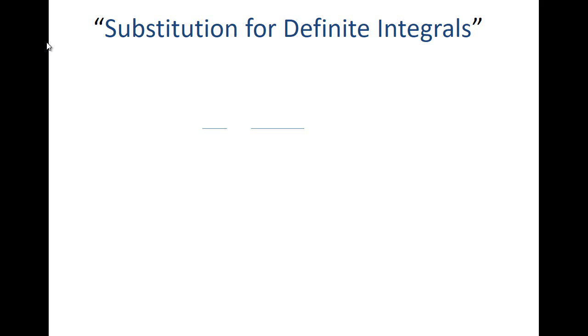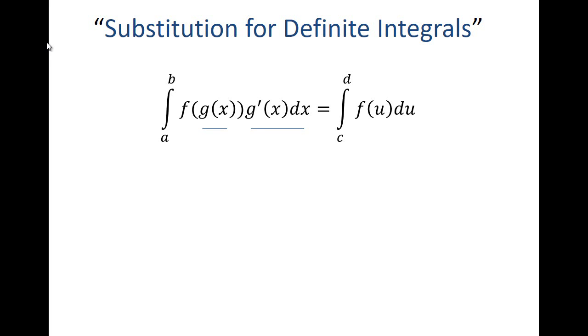Welcome back. So let's look at the substitution method for definite integrals. If we have a definite integral from a to b of f of g of x multiplied by g prime of x dx, notice that the integrand has two factors. One of them is the composition of small f and g, and the other factor is g prime of x, which is the derivative of the inside of the composition.